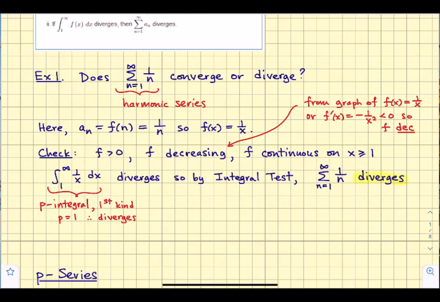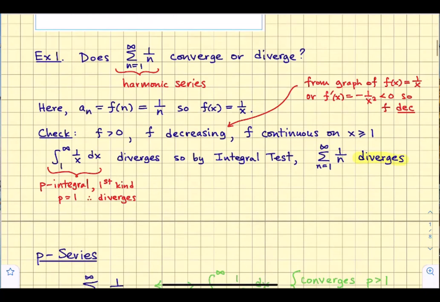So then, by the integral test, we just need to check the integral from 1 to infinity of f of x dx, so 1 over x dx. This is a familiar improper integral to us. This is a p integral of the first kind with p equals 1, so we know that it diverges. Since this improper integral diverges, by the integral test, the sum from n equals 1 to infinity of 1 over n diverges. So if the improper integral diverges, the infinite series diverges also.